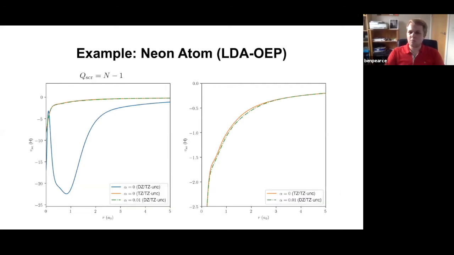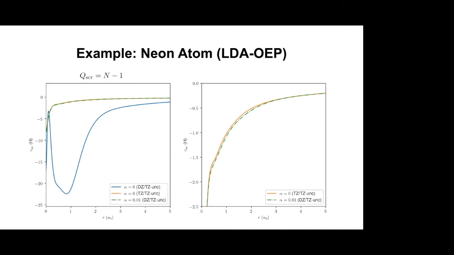So just as an example to show how these two approaches work, here I've plotted the results of the exchange correlation potential for the neon atom using LDA-OEP. You might ask, why on earth would I want to do LDA with OEP? Well, it's because we're trying to enforce this n-1 constraint on the screening charge. So if you look at the left-hand figure, you can see three curves.